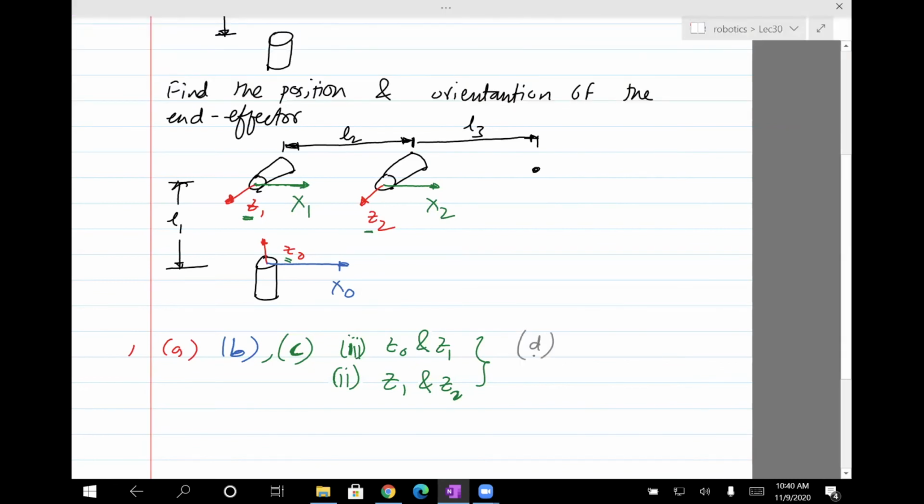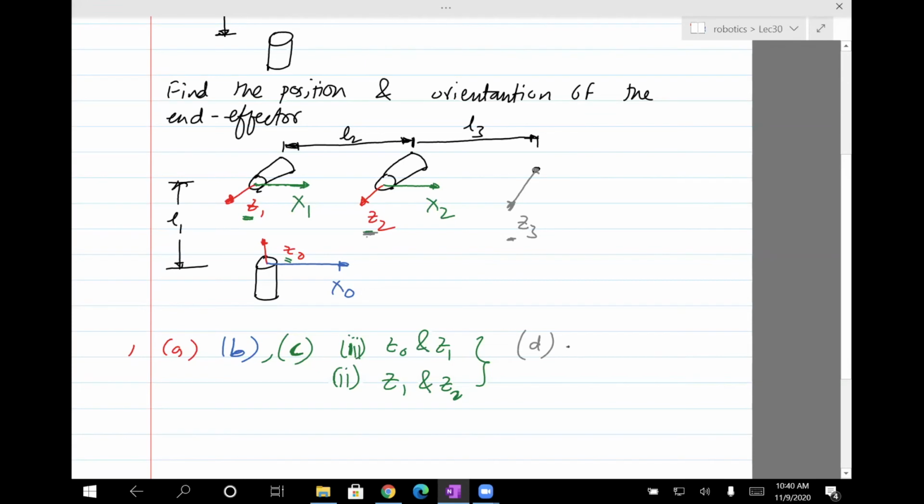Okay, step number D tells me how to attach the end effector frame. So end effector is right here. So the way you attach Zn, in this case Z3, is that you should attach the same direction as Z2. So Z3 will be essentially in the same direction as Z2. And then when you want to assign X3, you try to see the relation between Z2 and Z3. So you can see that Z2 and Z3 are actually parallel.